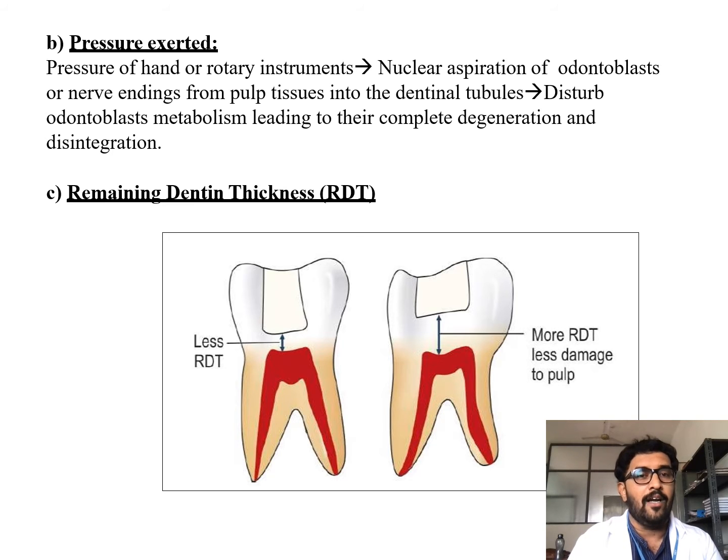Pressure of hand or rotary instruments, nuclear aspiration of odontoblasts or nerve endings from pulp tissue into the dentinal tubules disturb odontoblast metabolism, leading to their complete degeneration and disintegration. What does this slide indicate? Yes, definitely. When you start your crown preparation, cavity preparation, and you are doing it properly, when your cavity preparation needs depth of your floor, definitely some patients will have sensitivity.